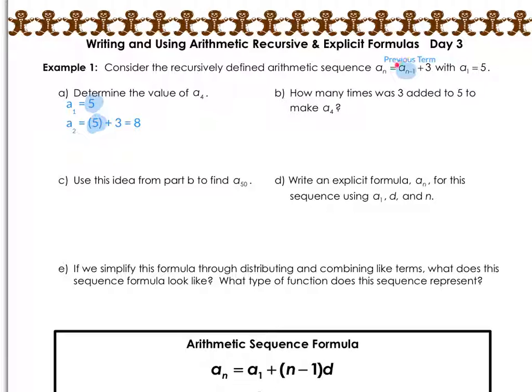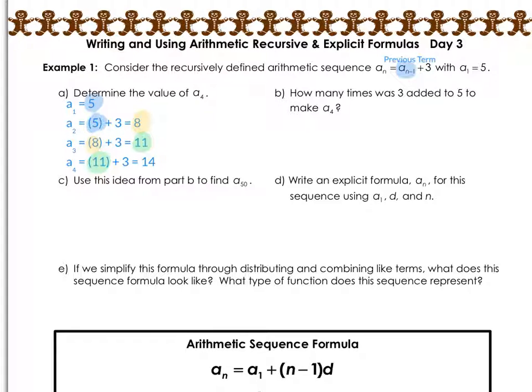So it helps to highlight that and write that above it, and then highlight what we're putting in place of the previous term each time. So 5 plus 3 to give us 8. So then to find a sub 3, we take the previous term, the 8, plug it in, and we get 8 plus 3, which is 11, and then finally, to find the fourth, we sub in the 11 and add the 3 to get 14.